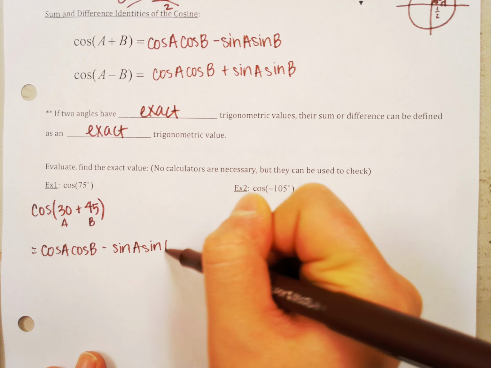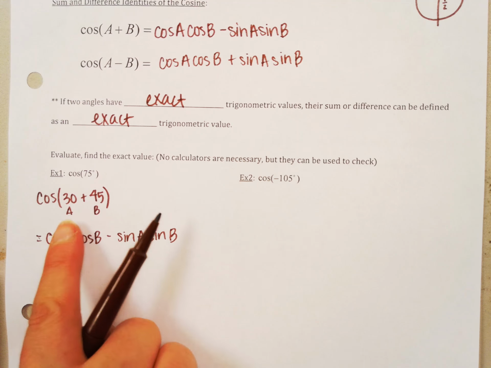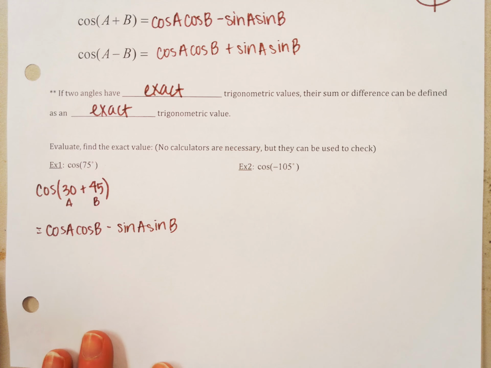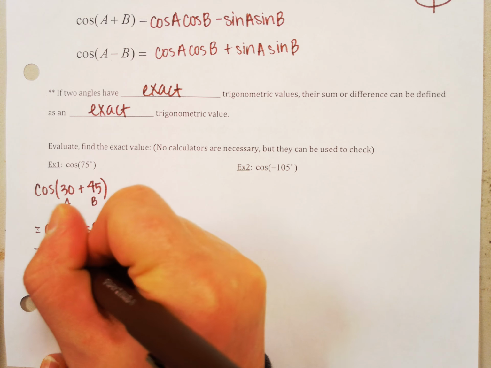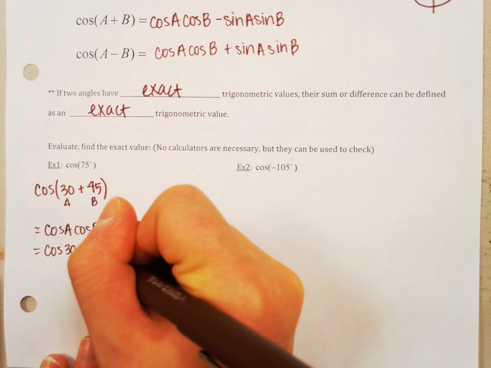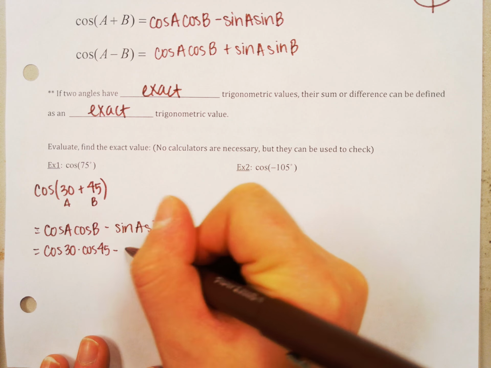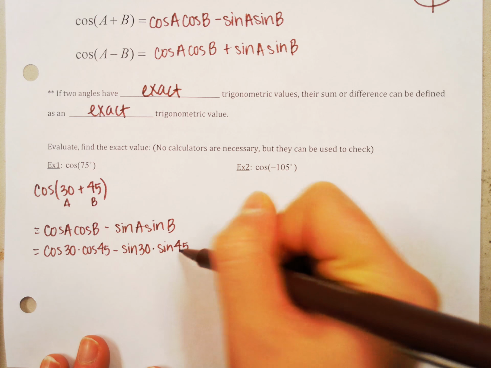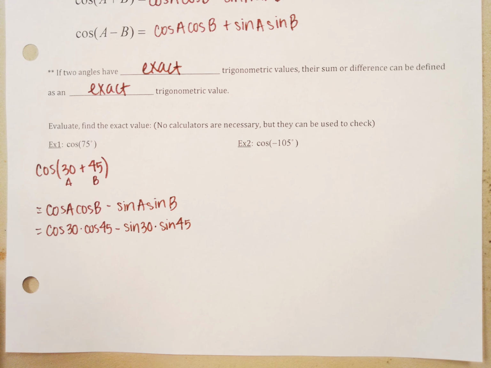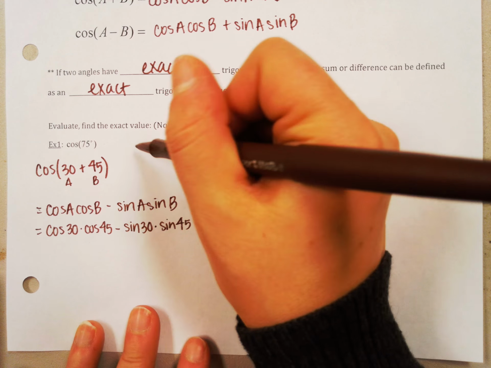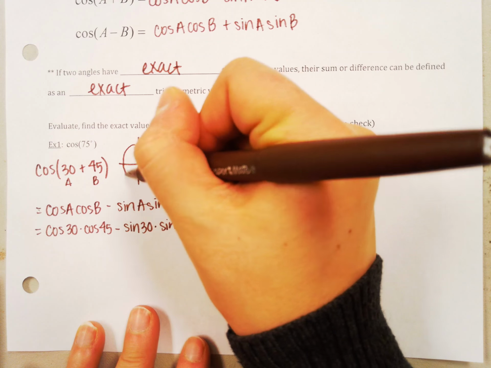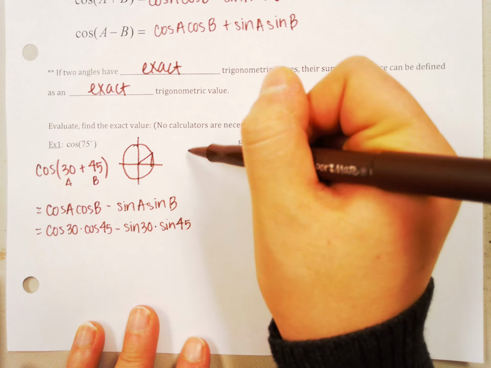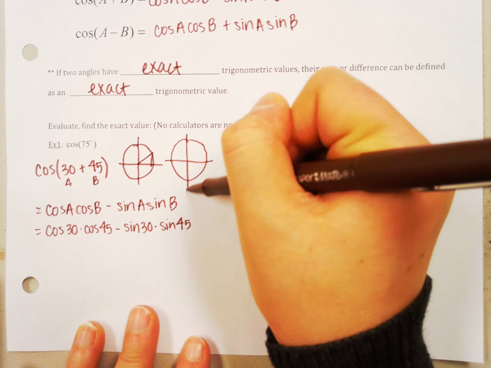Sine A, sine B. Since it's 30 plus 45, or 45 plus 30, it doesn't have to be in that exact order. Our A value is 30, our B value is 45. So we need to figure out what the cosine of 30 degrees is, what the cosine of 45 degrees is, what the sine of 30 degrees is, and what the sine of 45 degrees is. That means we're dealing with two reference triangles, basically. One is a 30-degree reference triangle, and the other one is a 45-degree reference triangle.